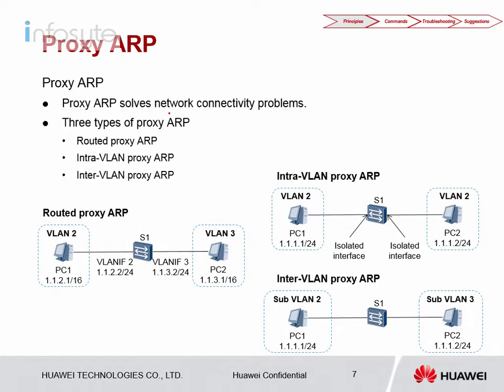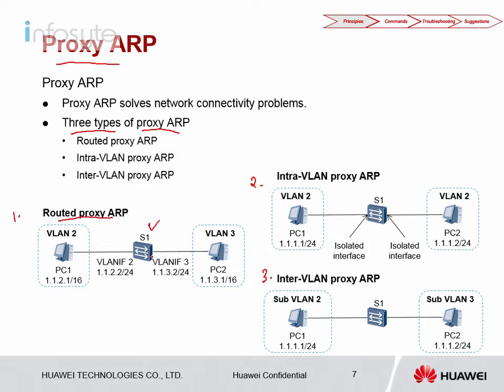Now first let's look into the Proxy ARP. And Proxy ARP we have three types. Okay, so we have three types of Proxy ARP. Now the main purpose of the Proxy ARP is to solve the network connectivity problem. So we have three problems with the three different scenarios. So let's look into the first scenario, routed Proxy ARP.